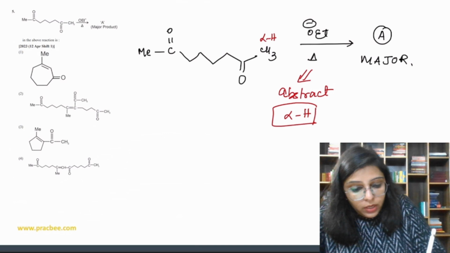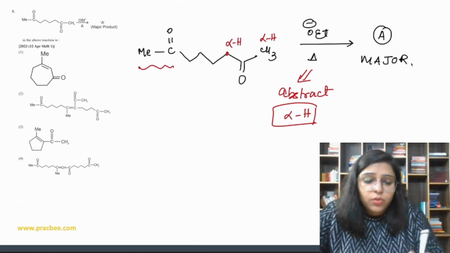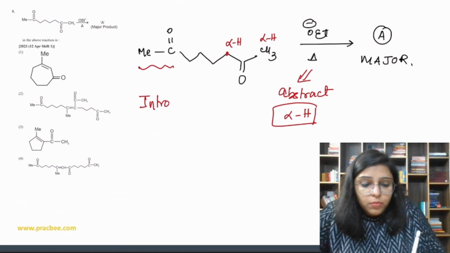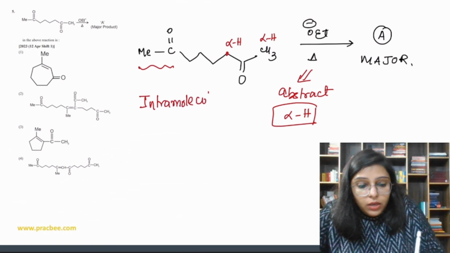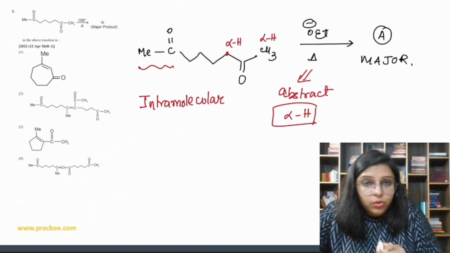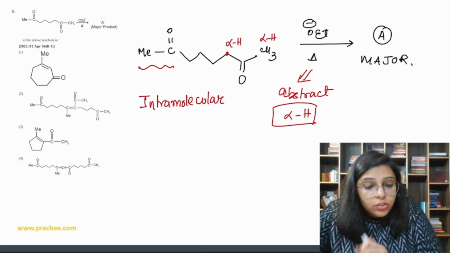We have alpha hydrogen over here. We have alpha hydrogen over here. And we have same groups, right? So what we are going to do? We are going to do intramolecular reaction, or intramolecular reaction we are going to do. Okay? So just remove alpha hydrogen. So we have two situations, right?